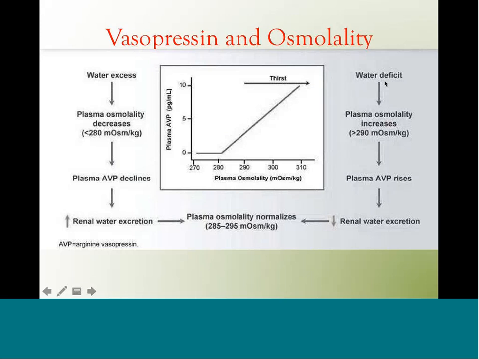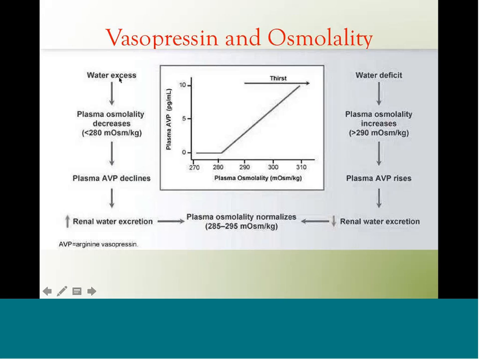So as you get a water deficit, your plasma osmolality increases, and as it gets above 290, plasma AVP starts rising and you decrease your renal water excretion. You hold on to water, and this lowers the plasma osmolality. You're bringing back water, you're urinating less, and your plasma osmolality normalizes.